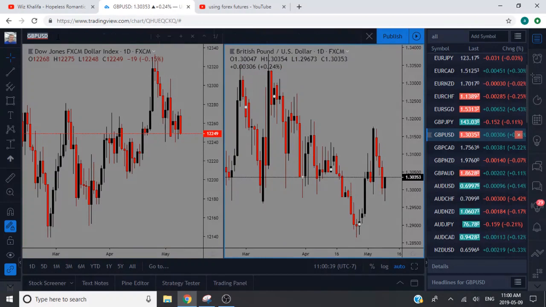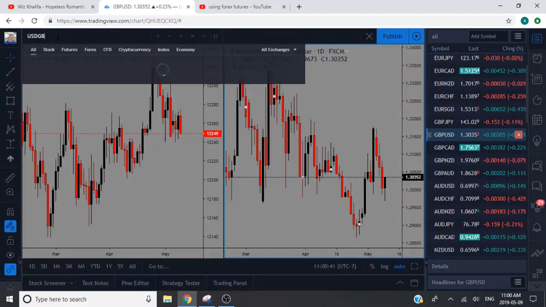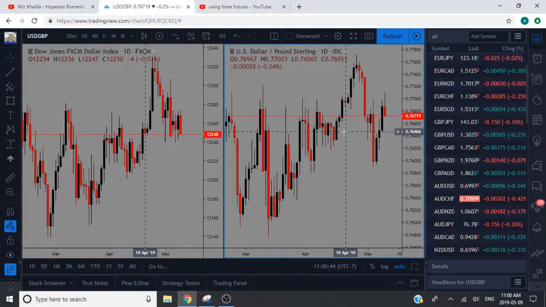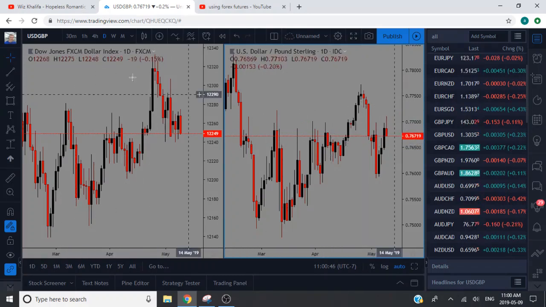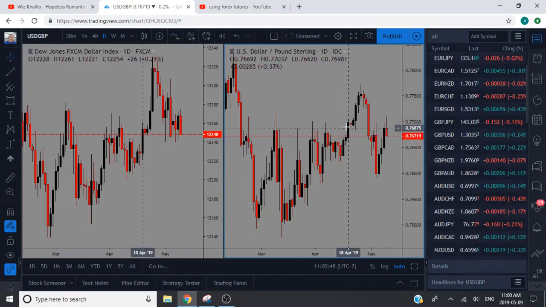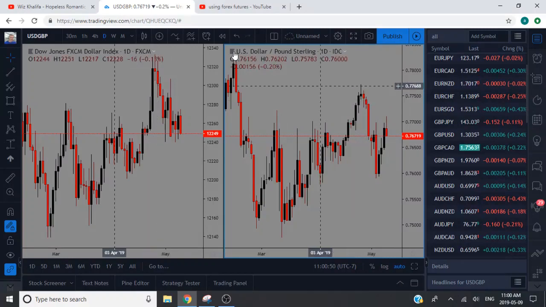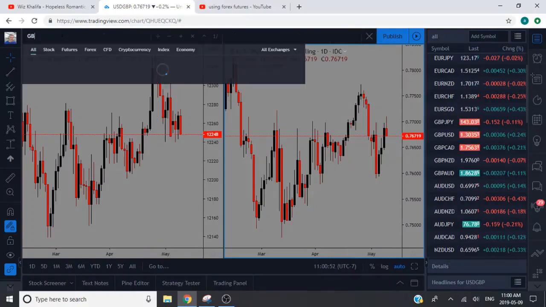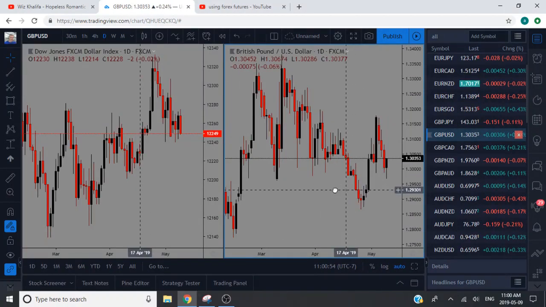I don't know. Can we do that? USD GBP. There we go. We could flip it, but I wouldn't recommend doing that. We have that rally, base, rally, exact same. Let's switch back. I don't like you doing that. You guys shouldn't do that either. I don't recommend that.